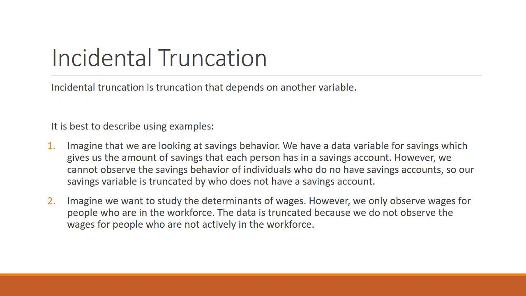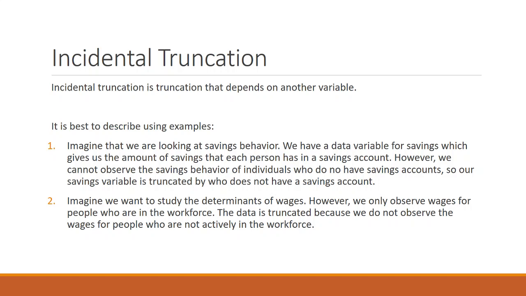That means there are people that are not in the workforce. Maybe they're unemployed or they're willingly not engaged in the workforce. We're not able to observe the wages that they would earn if they were in the market. Okay, so our data is truncated. We do not observe the wage information for people that are not in the workforce. All right, so those are two examples of incidental truncation.